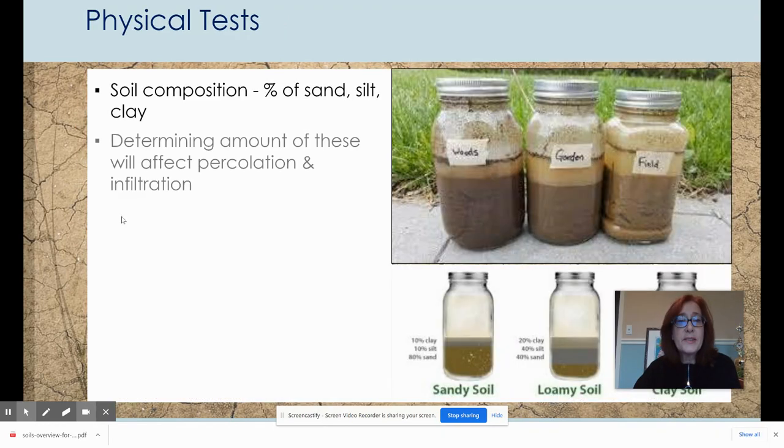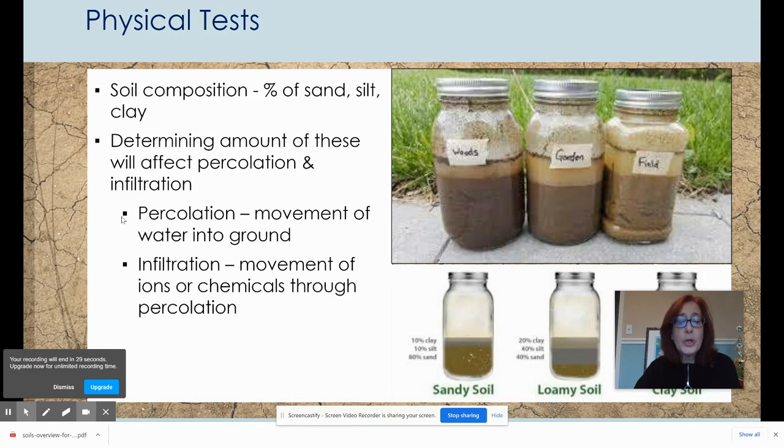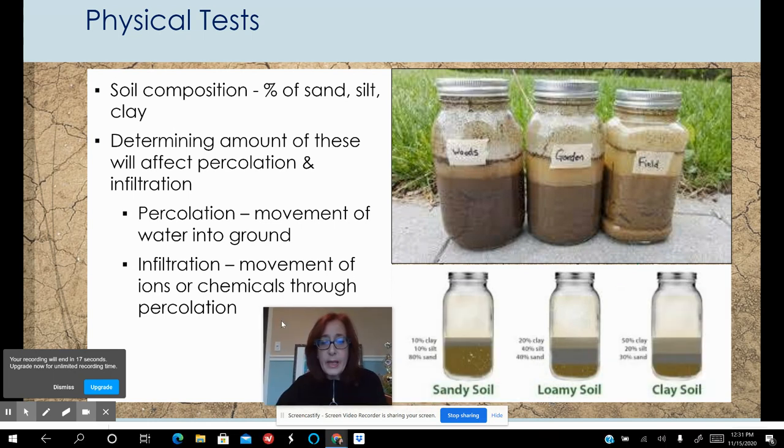Physical tests determine the amount of percolation and infiltration. Percolation is the movement of water into the ground, and infiltration is the movement of ions or chemicals through the percolation. Here's a little bit more about our lab that we're going to be doing.